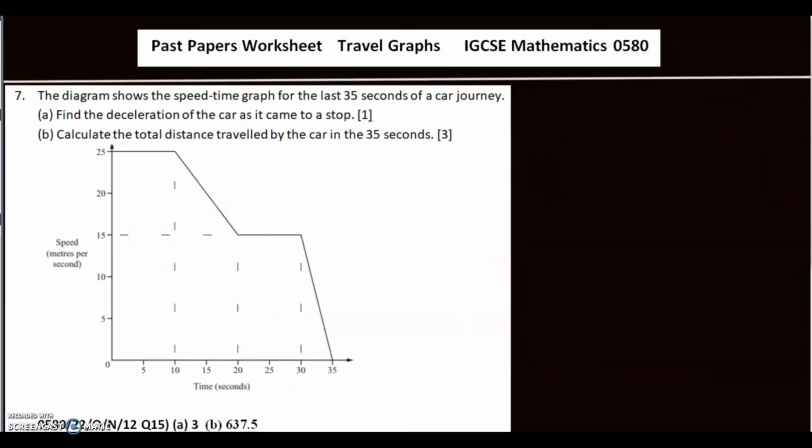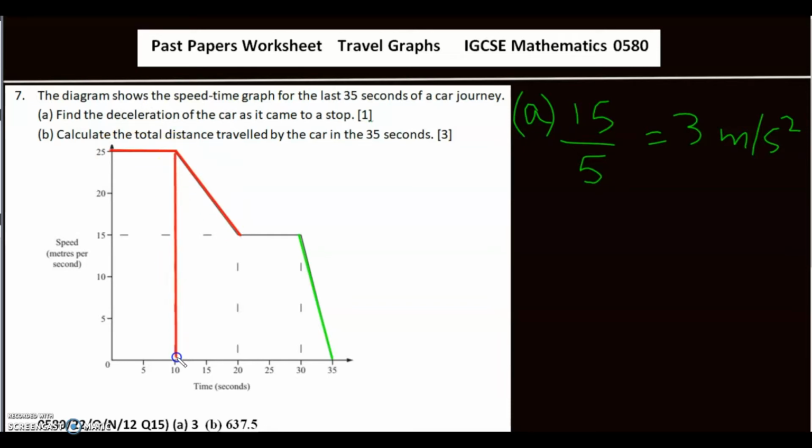Okay, next question. The diagram shows the speed time graph for the last 35 seconds of a car journey. Find the deceleration of the car as it comes to stop, which means this line. So we need to find the slope of this line. So the rise is 15, the run is 5. So the answer is 3 meters per second square. Part B, calculate the total distance traveled by the car in the 35 seconds. So that's the area under the curve. So let's break it into subparts.